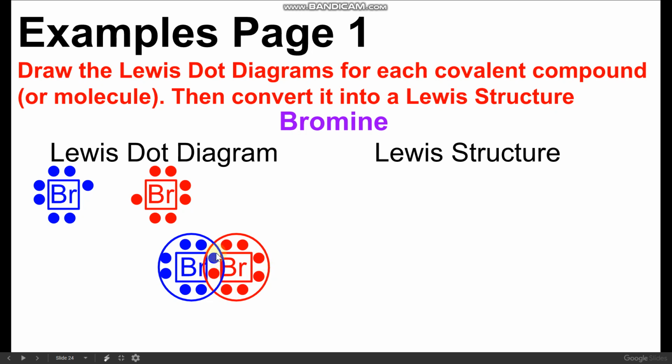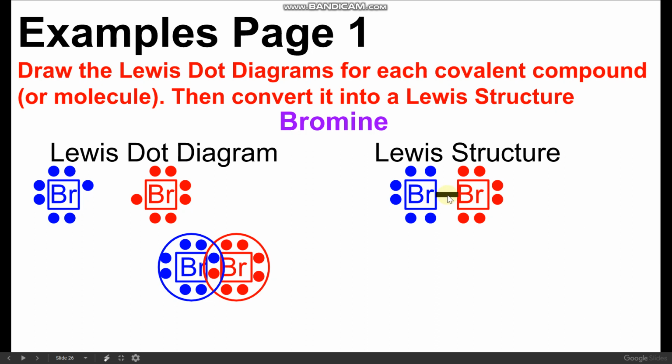And we can see that these two electrons right here are shared, right? They're in both circles. So these two electrons are going to become a bond. So when we draw the Lewis structure, we'll draw the 6 electrons on the outside here. Those are still here. The 6 electrons on the outside here, those are still here. But the 2 electrons that are shared, we represent them with one line. Because remember that one line represents 2 electrons.